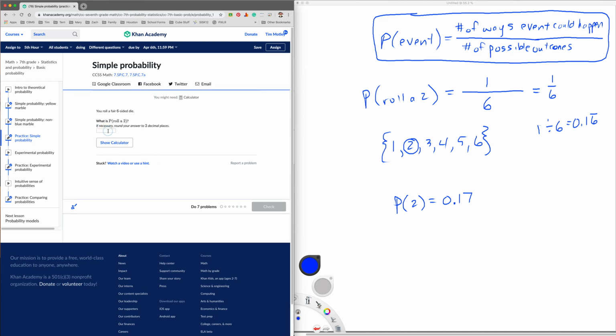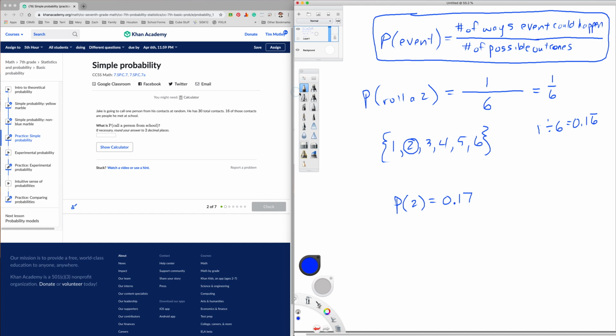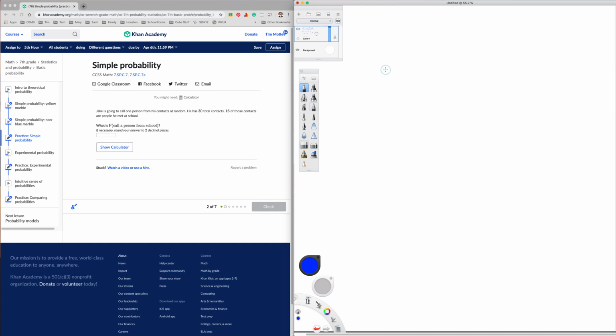So I'm going to go ahead and type that in over here, 0.17, and check it. Yay, I got it right. So let's move on to the next one. And I'm going to clear out my problem here. And here we go. Let's read the question here.